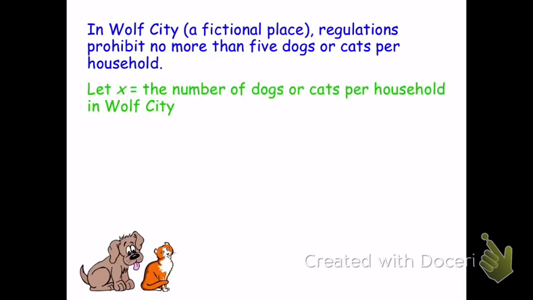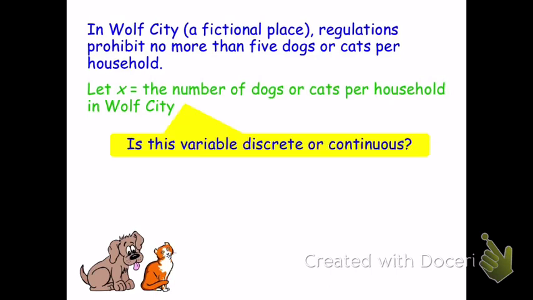Let X equal the number of dogs or cats per household. Is this variable discrete or continuous? Discrete.